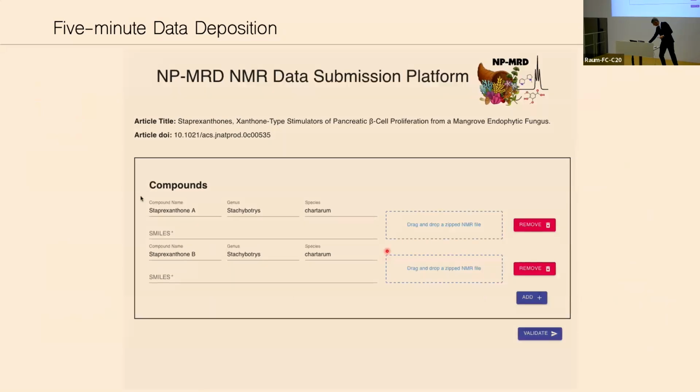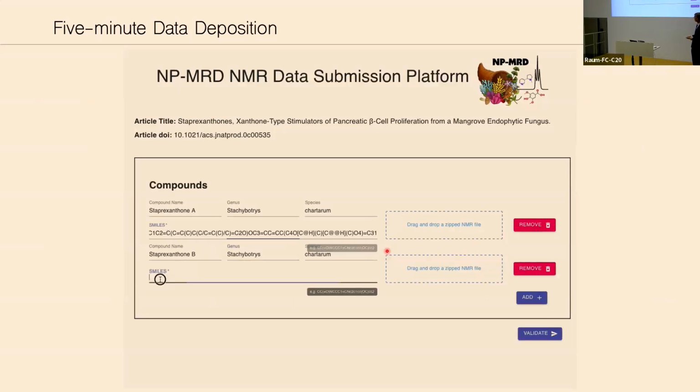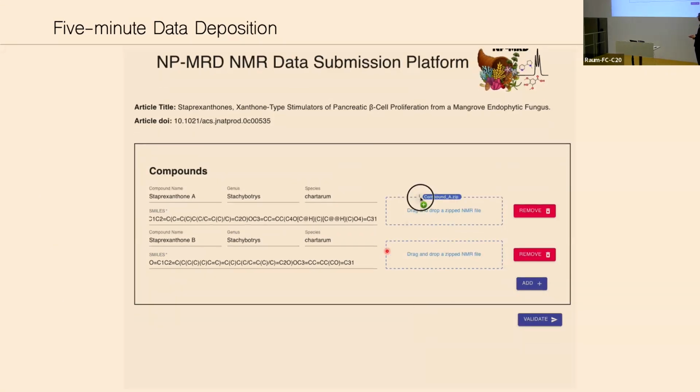Come on then. Here we go. So we ask people to paste the smiles. What I'm doing here is going to ChemDraw and copying the smiles, then coming back and pasting it in the box. Then I'm going to go off the page again and get my zip file of my NMR data, drag and drop that into the landing zone, do it for both compounds, and then click validate.